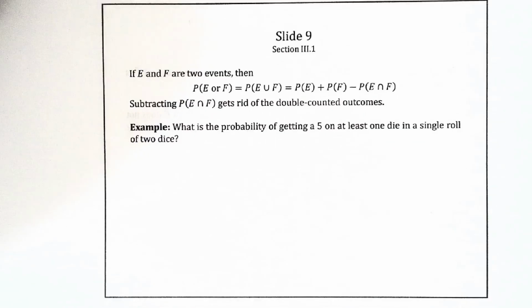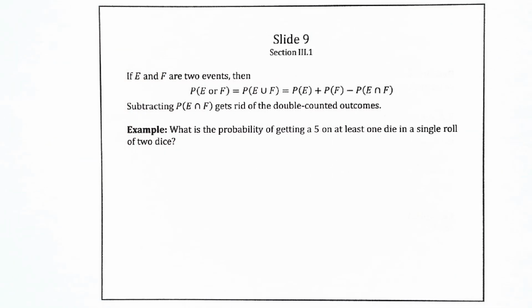So in general, if E and F are two events, maybe mutually exclusive or maybe not, then the probability of E or F is the sum of the probabilities of both E and F minus the probability that they both happen. That's the intersection. Okay, so that would correspond to the heads in our last experiment. We subtract that because it gets rid of whatever we might have double counted.